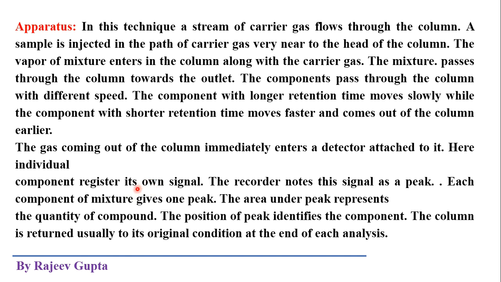If we have two components, then we may get two signals. If we have four components, then we may get four signals. So depending on the number of components, we get that number of peaks. The recorder notes this signal as a peak. Each component of the mixture gives one peak.